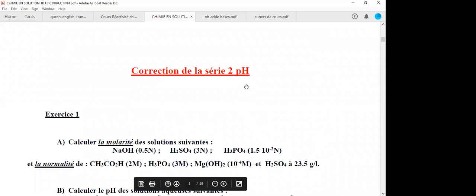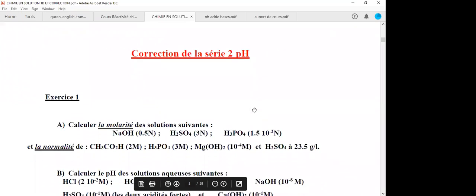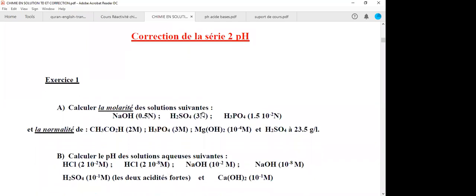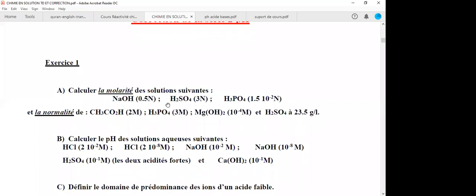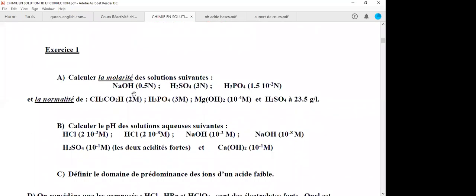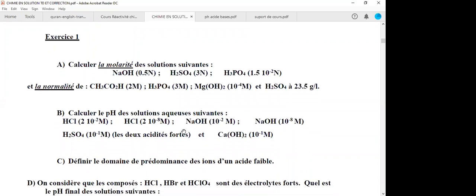Correction de l'acide de pH. Now this is where we started dealing with pH. Calculez la molarité des solutions suivantes. If you remember, we did the definition of molarity in the course.